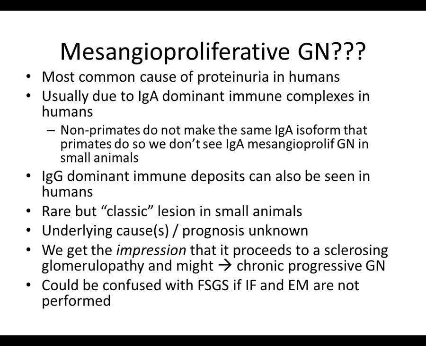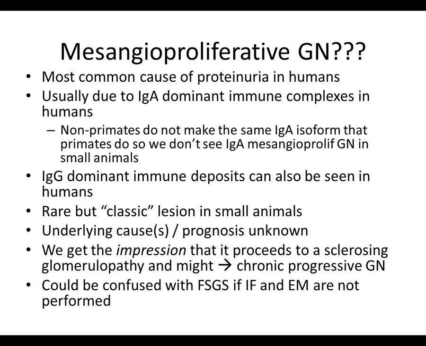So that being said, this case had IgG positive staining. I didn't show you that picture, but there is IgG positive staining in this case. And so IgG dominant proliferative disease can happen in humans, and that's probably what we see in small animals as well. So again, it seems to be fairly rare, but the reason I wanted to show it to you is because it is a fairly classic lesion. It's one of those rare but kind of pathognomonic lesions.